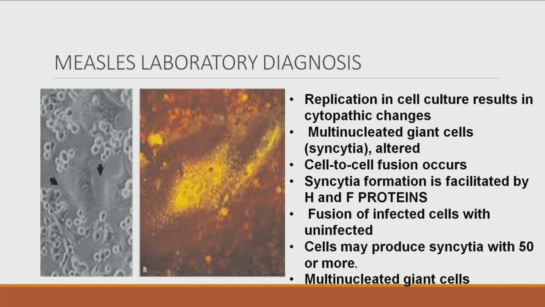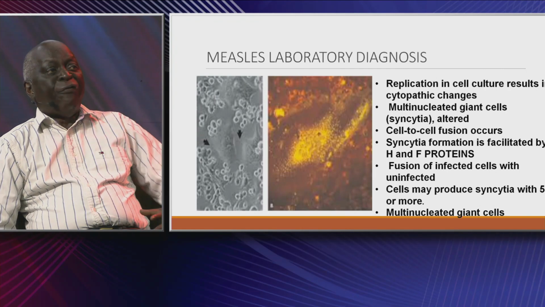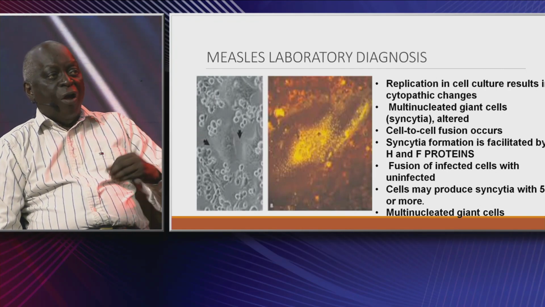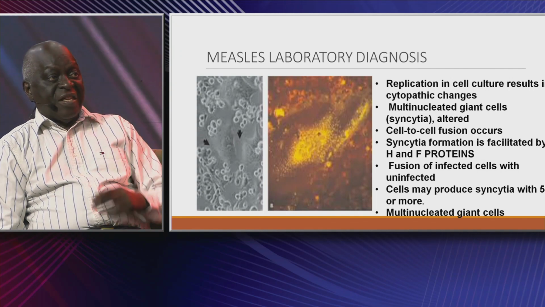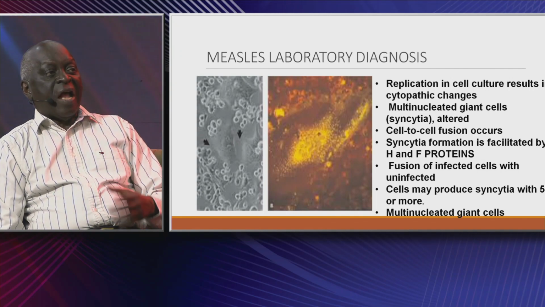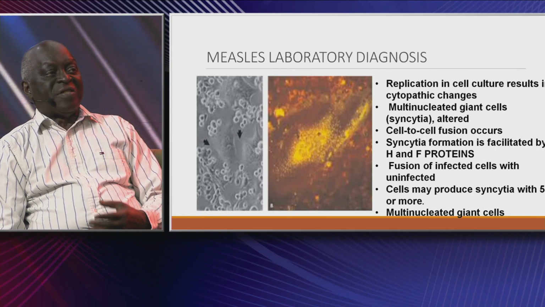The virus grows very well in cell culture, giving rise to what we call cytopathic changes. Because of the fusion, you remember when I was telling us about the structure of the virus, I told us of the F protein, which is at the surface of the virus. The virus uses the F protein to fuse both infected and non-infected cells together, forming what we call syncytia.